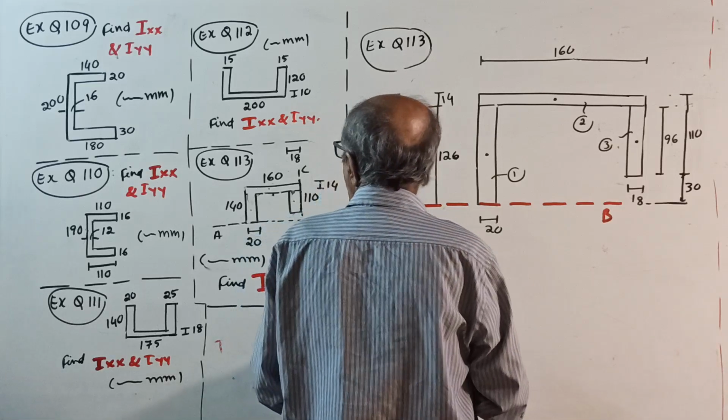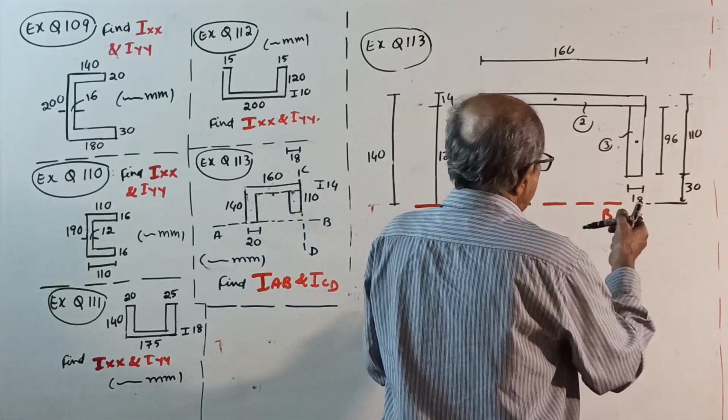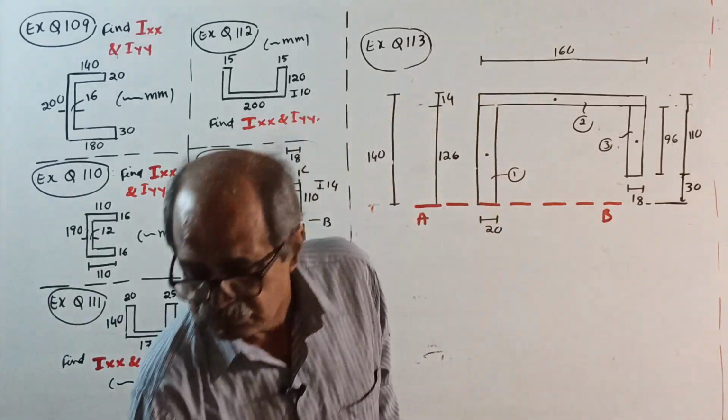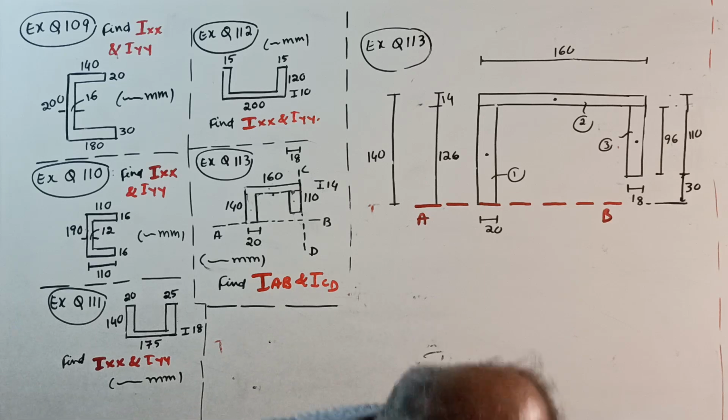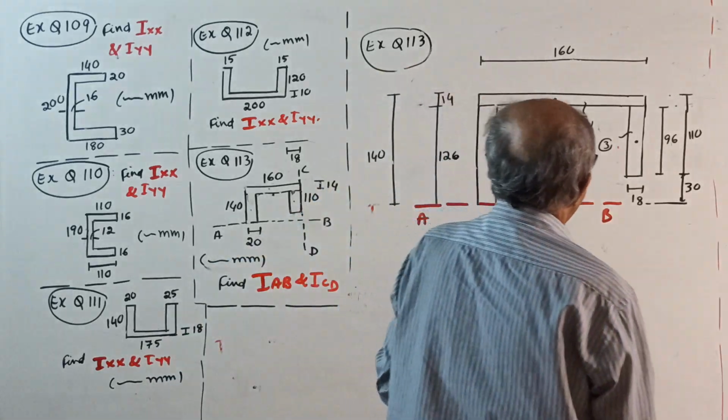Okay, now one more axis they want is here. See, they also want I about which one? CD. They want I about CD. Okay, I'll mark the CD axis now.